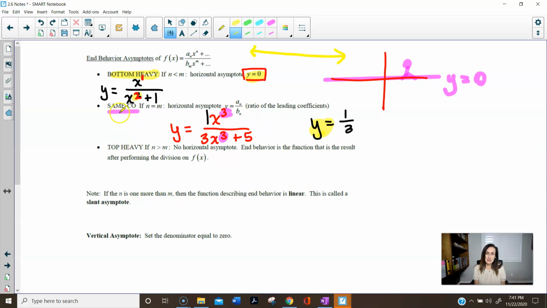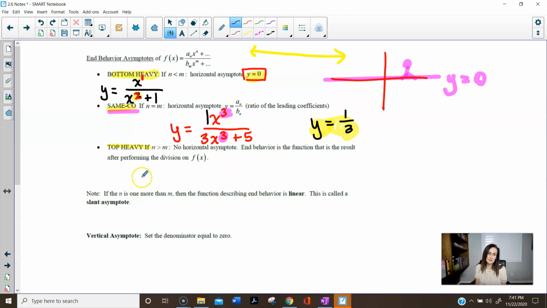If it's same co, it means the degree in the bottom is the same as the degree in the top. Then you get the coefficients of those degrees. So 1 over 3 is y equals 1/3. Top heavy. So top heavy is when the degree in the top is greater than the degree in the bottom.